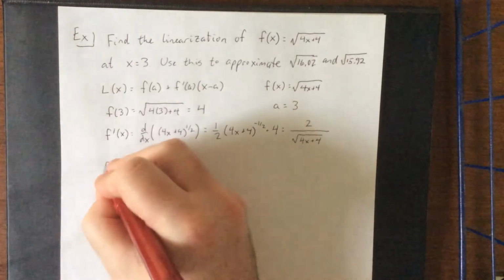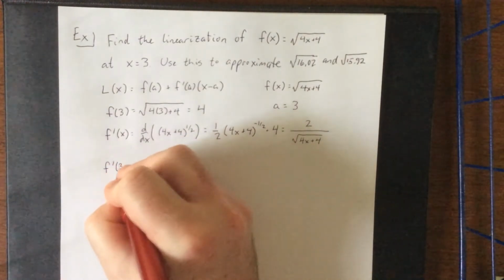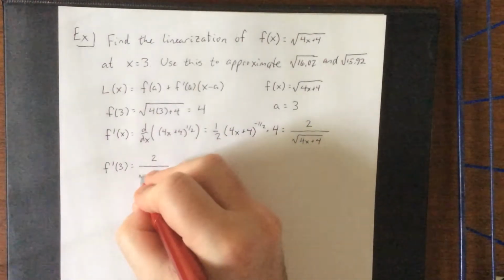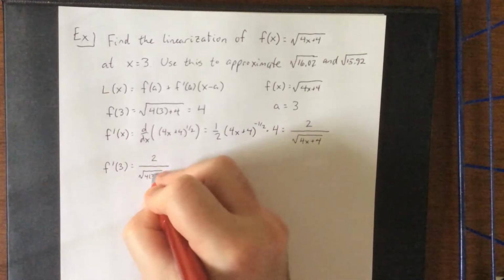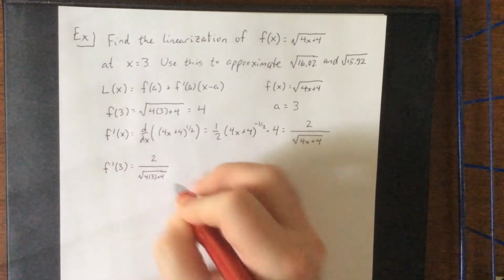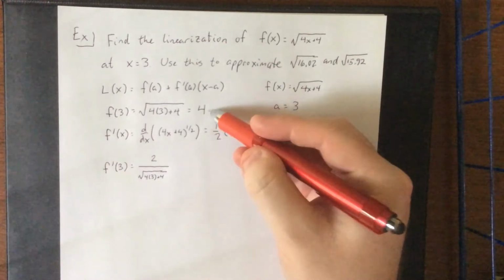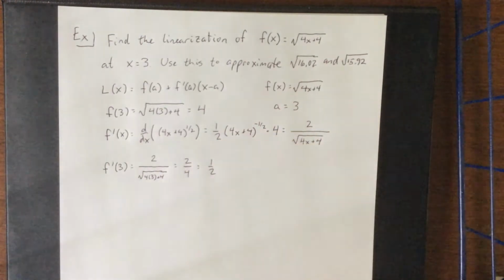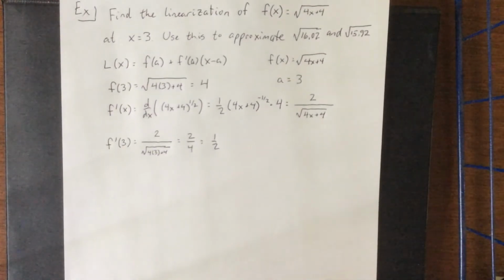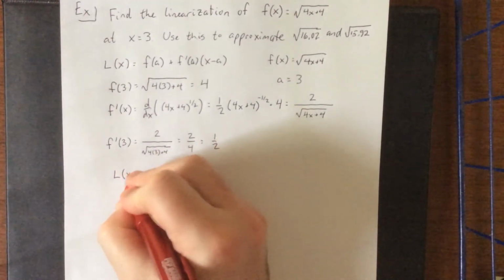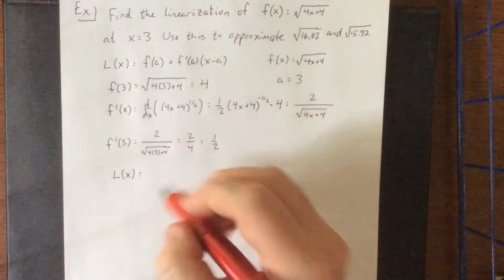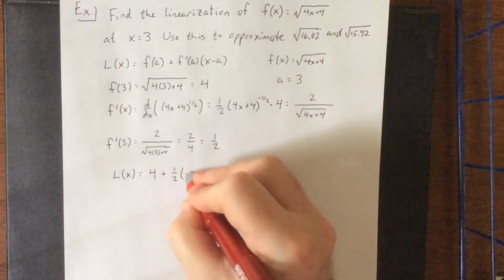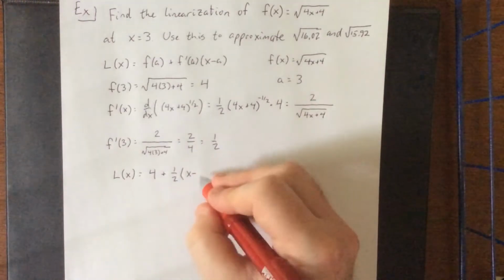With that in mind, we now need to actually plug in x equals 3. So we will get 2 divided by the square root of 4 times 3 plus 4. You'll notice that this radical that we get here is the same as the radical that we had earlier, so this will be equal to 2 over 4, or 1/2. This completes our linearization, letting us know that the linearization is going to be equal to our function value, 4, plus our slope, times x minus our a value.